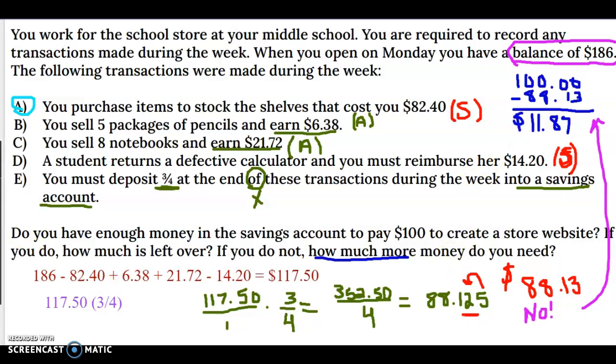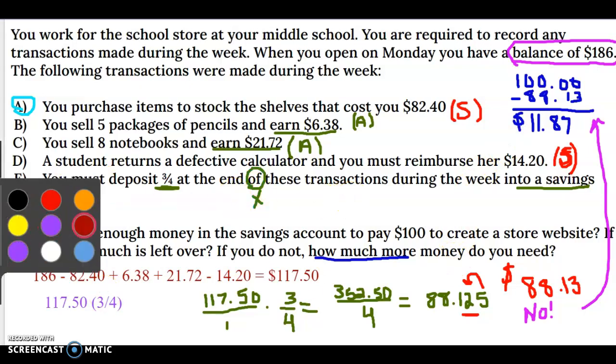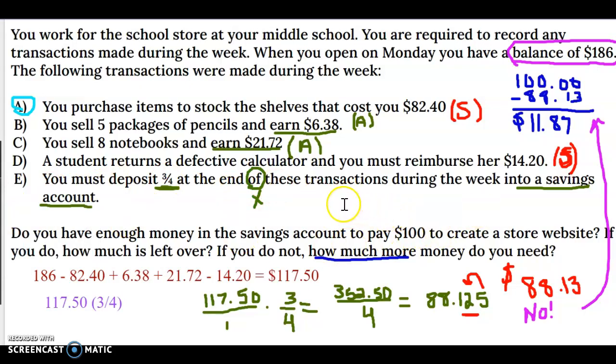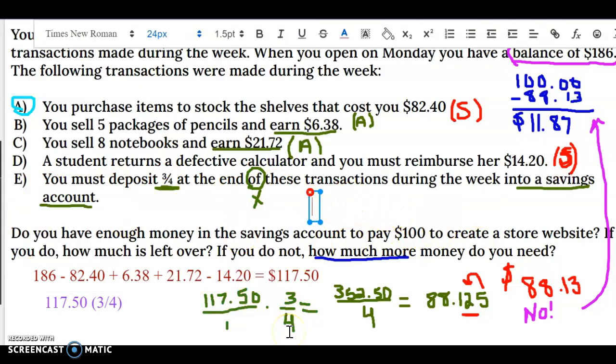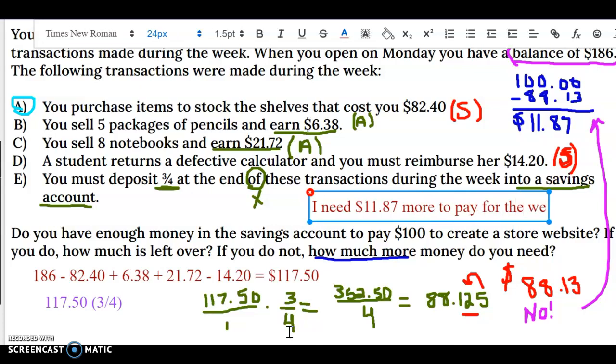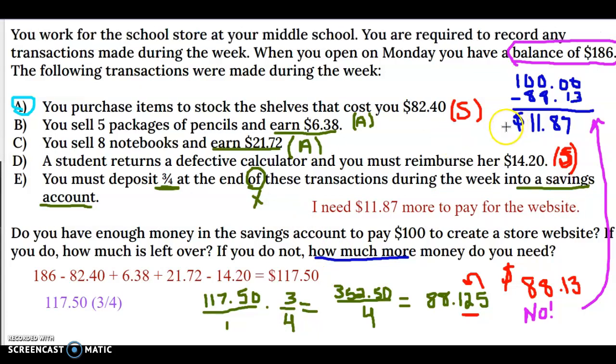So I'm going to open up a text box, and bear with me, I know it's going to be smushed in here, but it's going to say, I need $11, make sure you have a dollar sign, and 87 cents more to buy or to pay for the website. And that's it. You are completely done. Now, if you kind of wrote all over this the way I did, just make sure you've connected whatever you got to the statement that it's about.